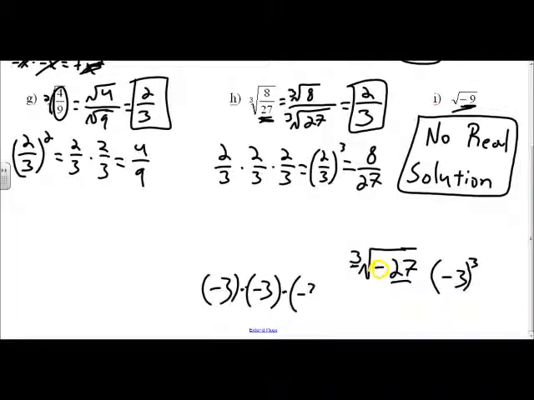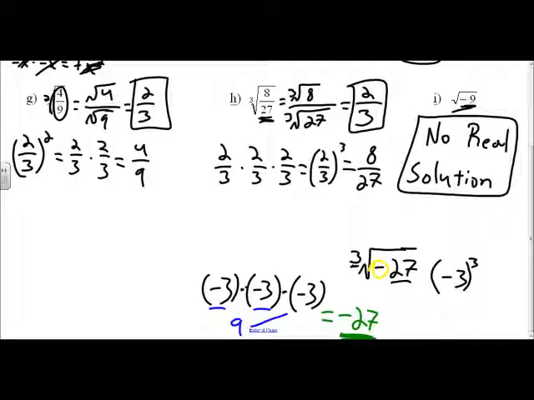And how we check that is we have negative 3 times negative 3 times negative 3. If we just look at our first two here, negative 3 times negative 3 is positive 9. Now a positive 9 times a negative 3, positive times a negative is negative. 3 times 9 is 27. So in the end, we have a negative that we're looking for.